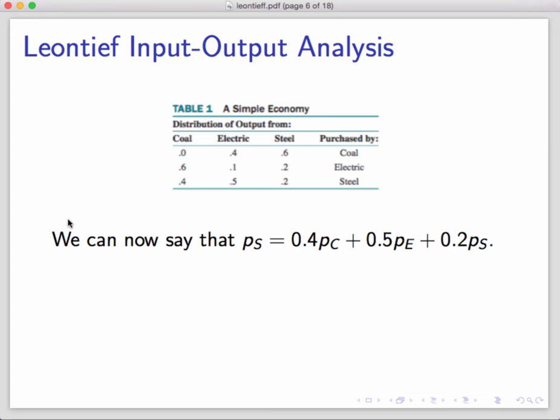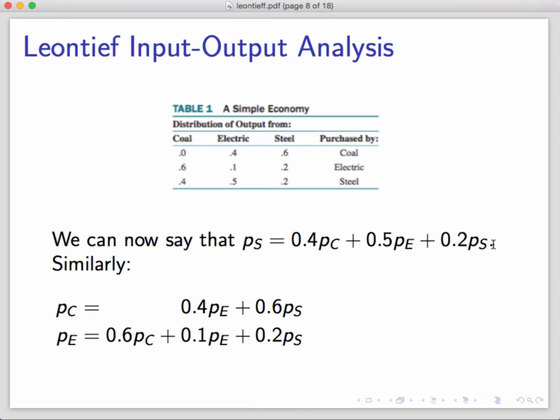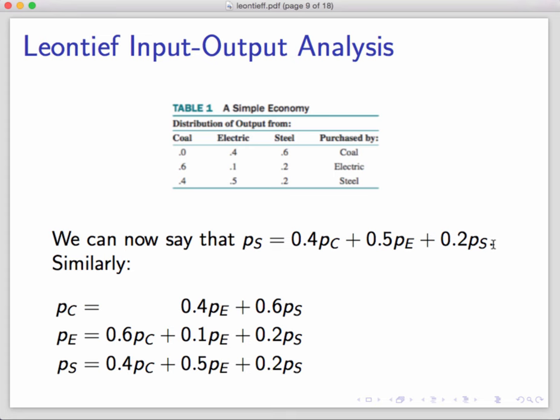We can now say that in order for steel to produce enough to meet the needs of all of the other sectors, the P sub S, the amount of steel that is produced, is going to have to equal the amount that is needed by these other sectors. Similarly, I can say that the amount that coal produces will need to be 40% of what electricity produces and 60% of what steel produces. Electricity will need to be 60% of what coal produces, 10% of what electricity produces, and 20% of what steel produces. And then, as we decided, the equation for steel. You will notice that the right side of these equations match exactly the coefficients that we find in this table.